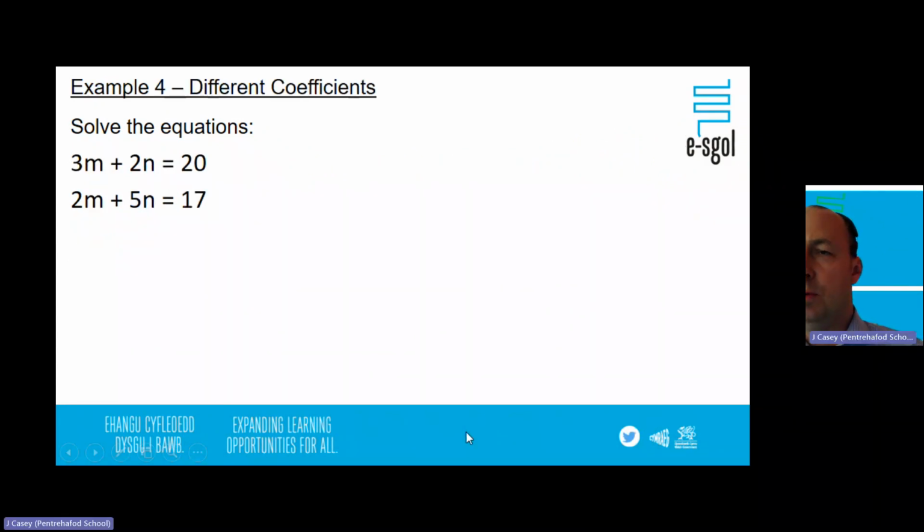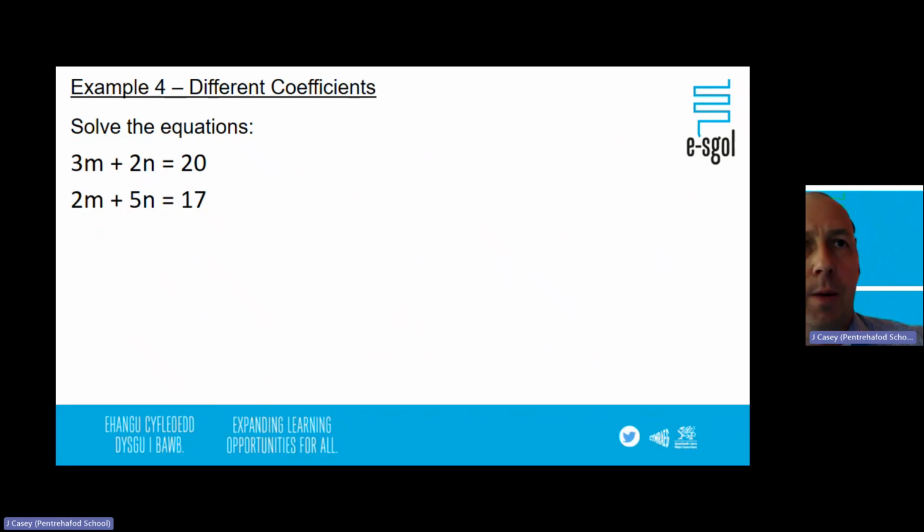Okay, so what we often get with these questions is the coefficients are different. So if you notice here, we've got 3m and 2n, and we've got 2m and 5n. So it's not just a straightforward case of let's just add them or take them away. So what we need to do is a little bit of manipulating before we actually start.